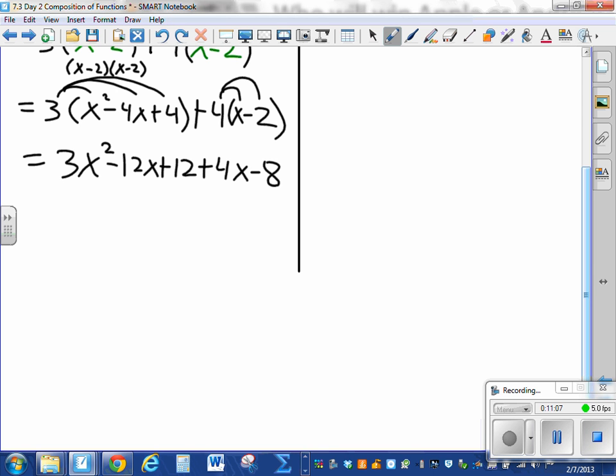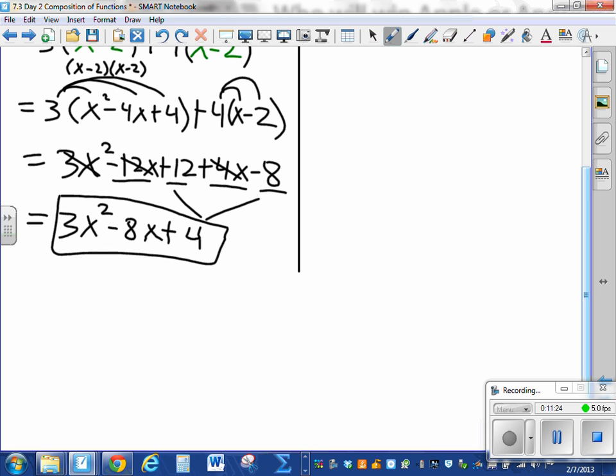All right, so combine like terms is the last step. So you get a 3x squared. The negative 12x and the positive 4x make a negative 8x. Cross them off so you don't confuse them again. 12 and negative 8 can come together. That's going to be a positive 4. And that is the composition of the 2 functions.